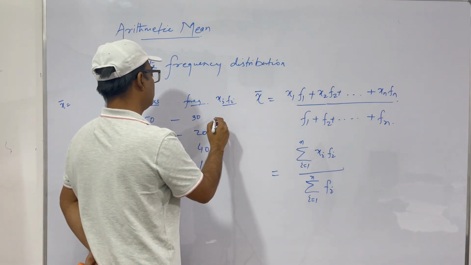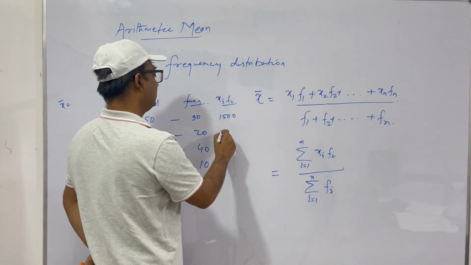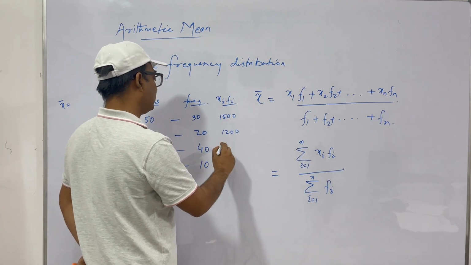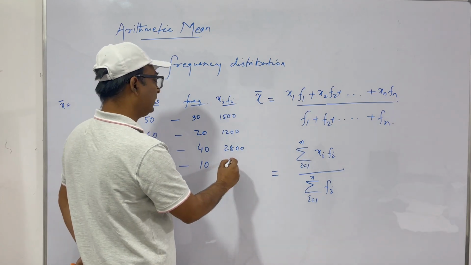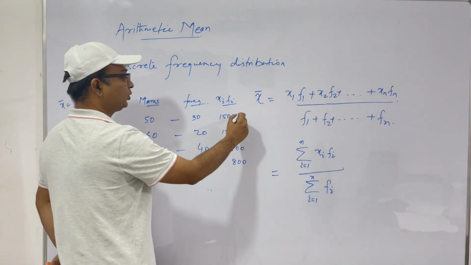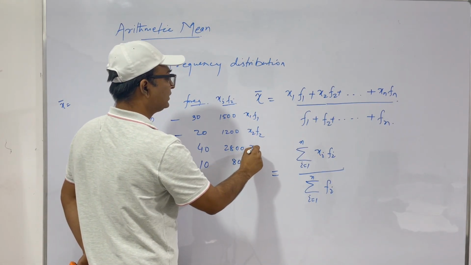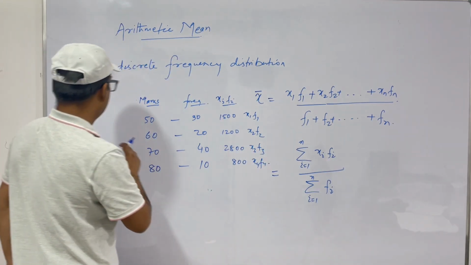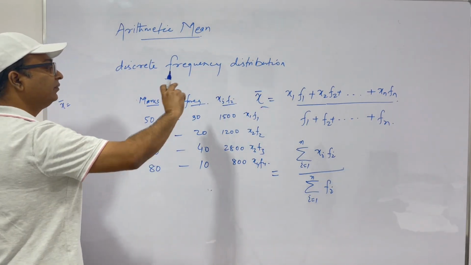50 into 30, what is it? 1500. 20 into 60, it is 1200. 70 into 40, so this is 2800, and this is 80 into 10, 800. So this is x1 f1, this is x2 f2, this is x3 f3, this is x4 f4. Now we add all of them. This is the definition of arithmetic mean.